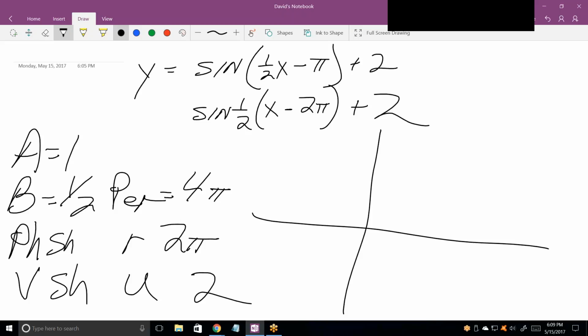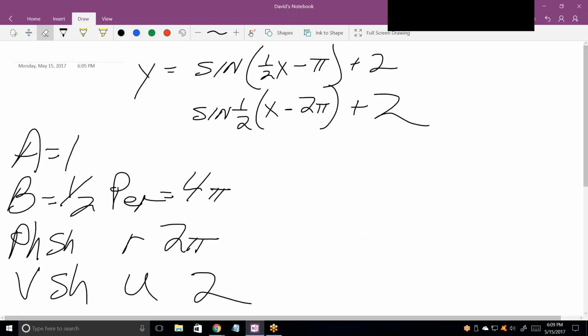I like starting at the, well, when there's a vertical shift, I like starting there. In other words, let's redraw the line of symmetry. The normal line of symmetry, if you don't have a vertical shift, the line of symmetry is the x-axis, right? Right. But if there's a vertical shift, it moves that whole line of symmetry up.